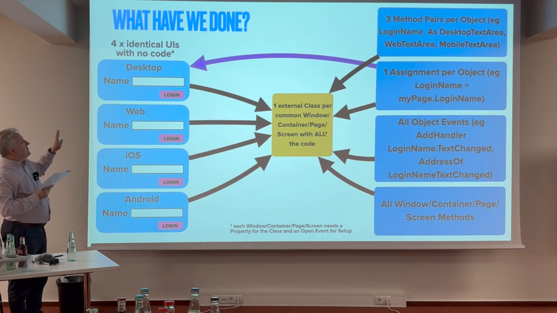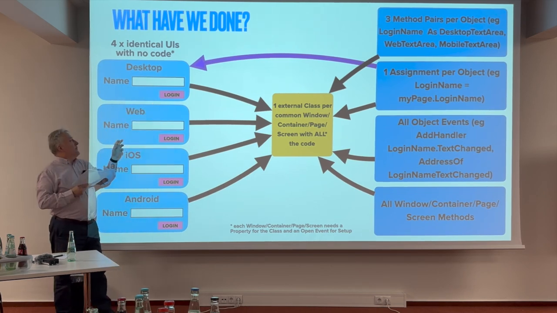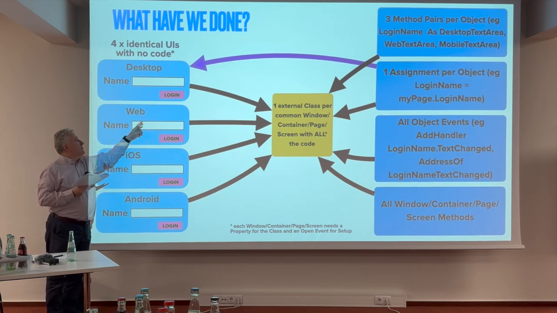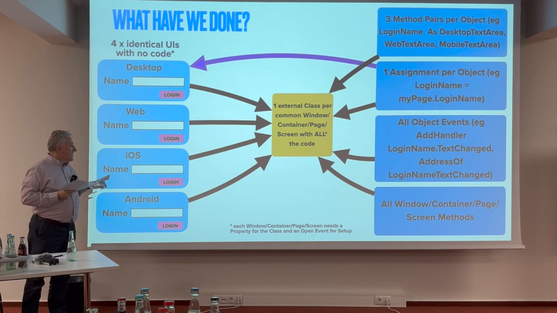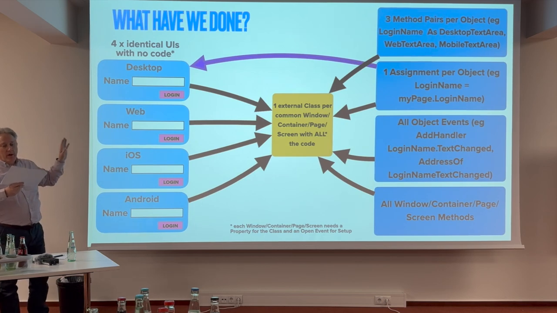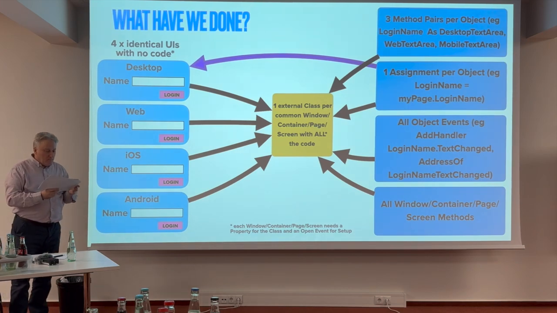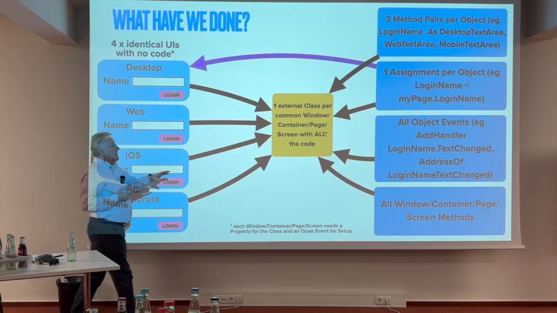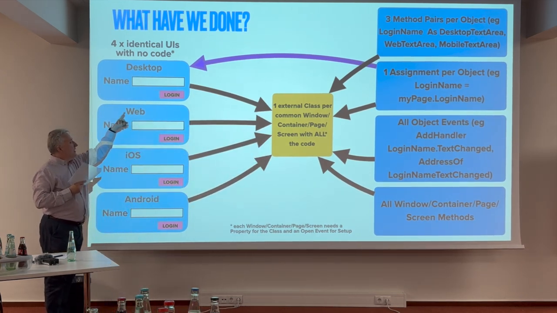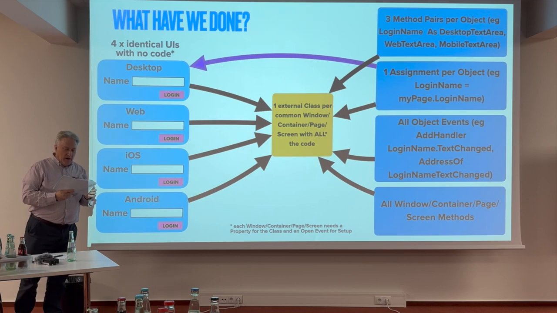In other words, we have four identical interfaces. Say, for example, we have a label and then a text field and a button here for the desktop. On the web, we have a web label, a field, a button, and same thing on iOS, same thing on Android. Four separate interfaces, one for web, one for desktop, one for iOS, one for Android. Then we create one external class that links inside each of those particular interface areas.